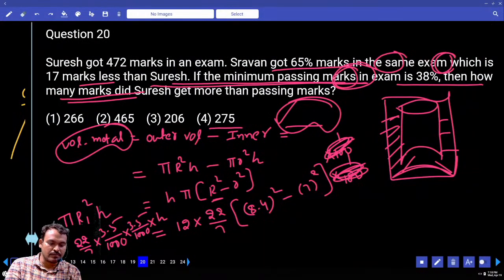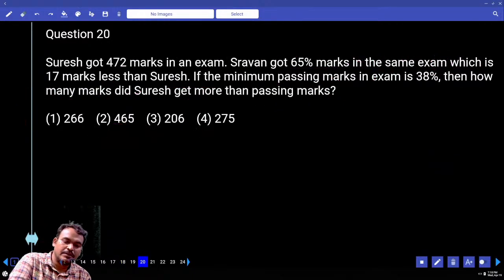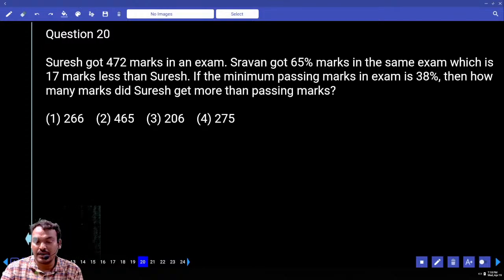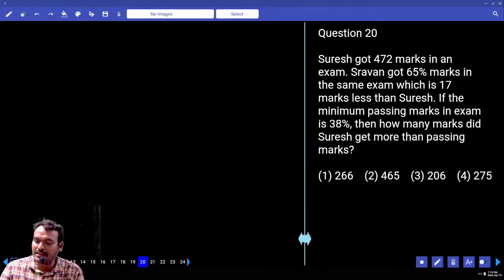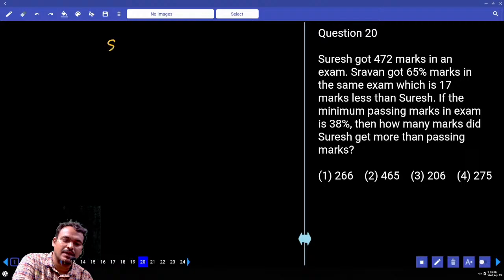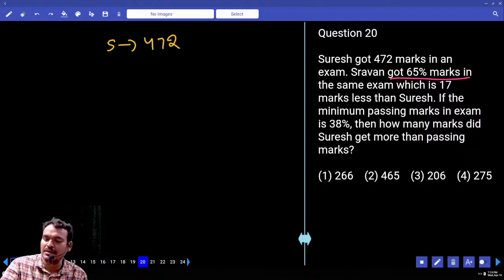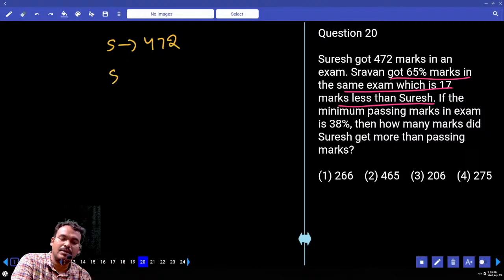Next question, number 20. Suresh got how many marks? 472 in an examination. Shravan got 65% marks in the same exam, which is 17 marks less than which one? Suresh. If the minimum passing marks in the examination is 38%, then how many marks did Suresh get more than the passing marks? First of all, Suresh got how many marks? 472. Shravan got 65% marks in the same exam, which is 17 less than Suresh.